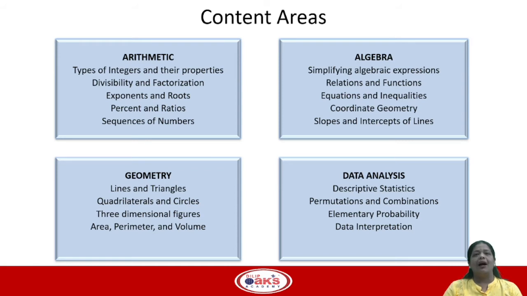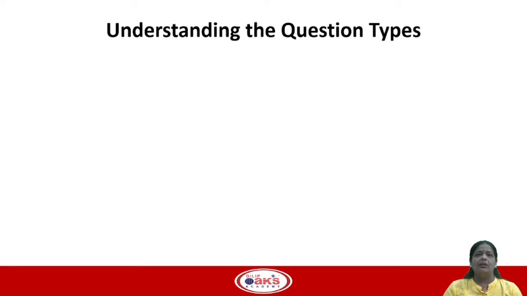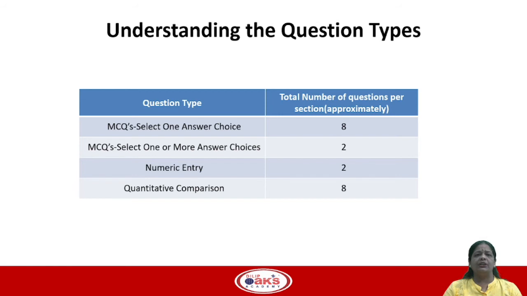Now let us see how you are going to be tested in the GRE, or let's understand the question types that you are going to see in the GRE. There are 4 question types in the GRE. Multiple choice questions, you have 2 types of them. One is select one answer choice and you will see approximately 8 questions of this. The second MCQs is one or more answer choices are correct and you see 2 questions of this type. The next one is numeric entry, 2 questions of this type, and the last one is quantitative comparison where you see 8 questions of this type. With the help of some examples, we will get a deeper insight into these different question types.